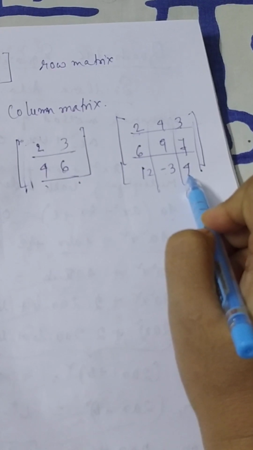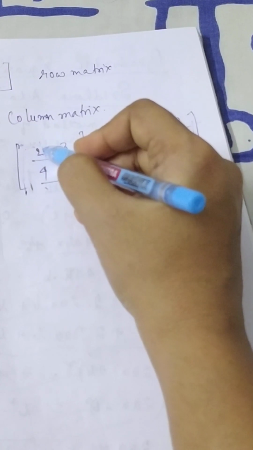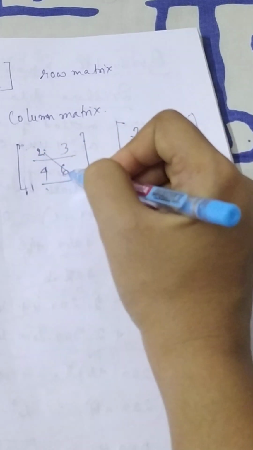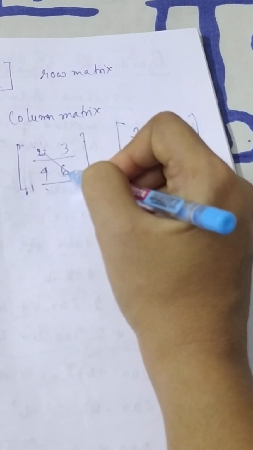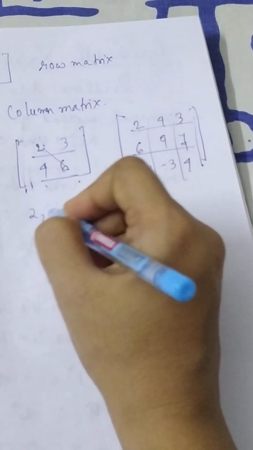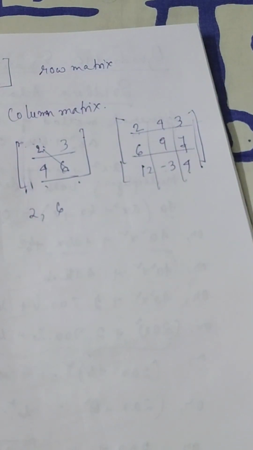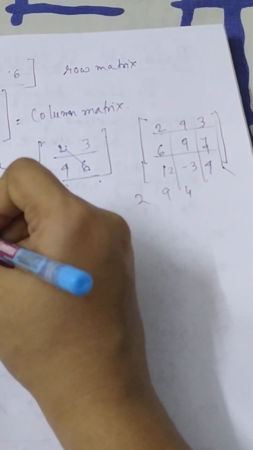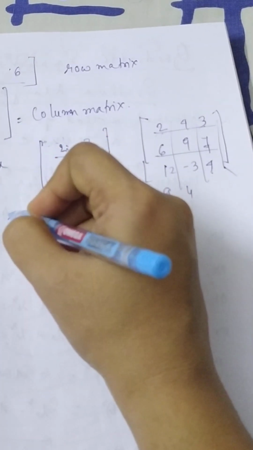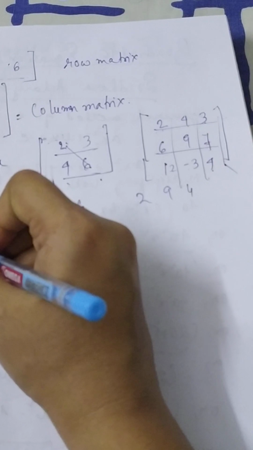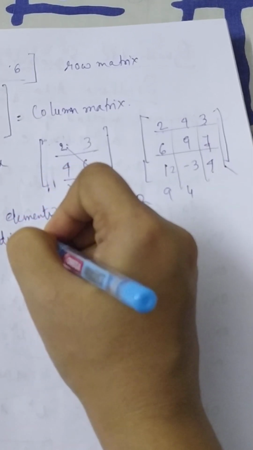Now, the principal diagonal or diagonal elements. What is this? You know that if I make a line from the left hand top to the right hand bottom, it will make a diagonal of any square. So here the diagonal consists of 2 and 6. Here the diagonal consists of 2, 9 and 4. These are the diagonal elements, or I can say principal diagonals.